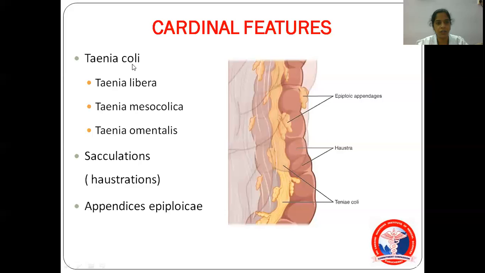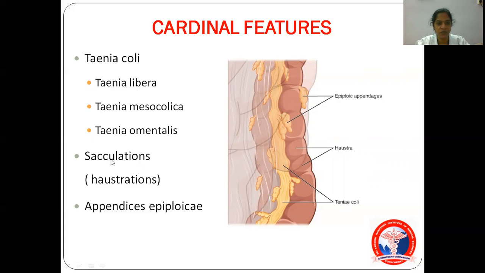Tinea coli is a band. We have three types of tinea coli. The large intestine has anterior, medial and posterior surfaces, and on these surfaces you can see these three bands. Anteriorly, you can see the tinea libra. Posteriorly, you can see the tinea omentalis, and medially, the tinea mesocolica. These are the three bands seen over the large intestine. All three bands end in the caecum, at the part where you can see the appendix.